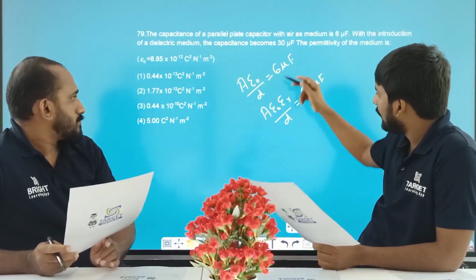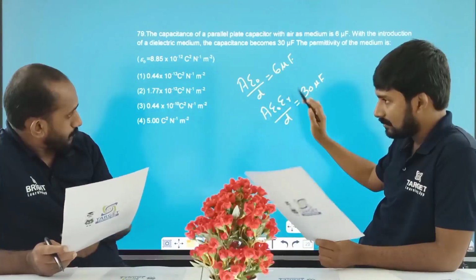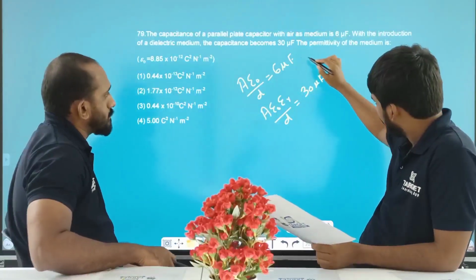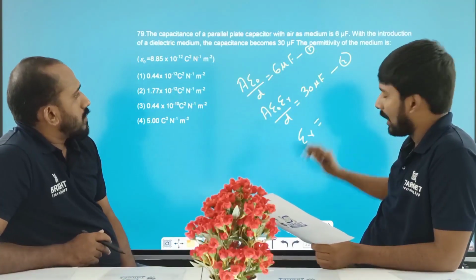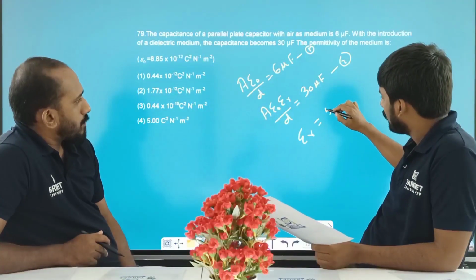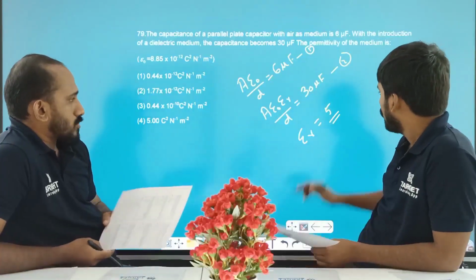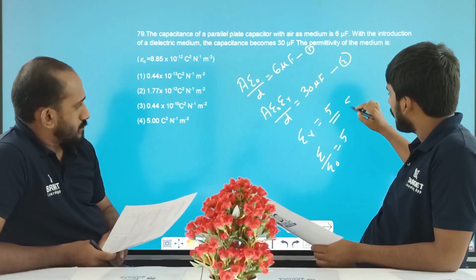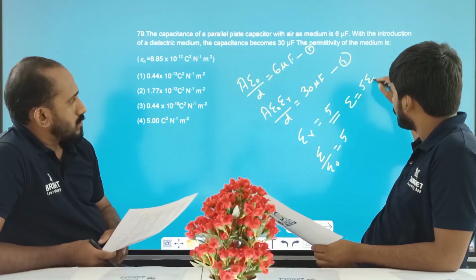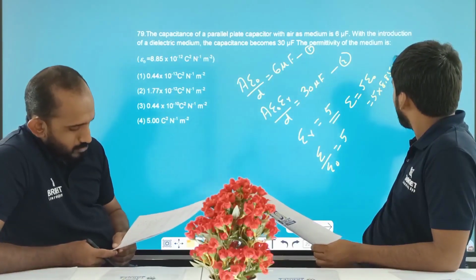So by dividing equation 2 by 1, we get epsilon R is 30 by 6, that is 5. A and d cancel, so 5 will be the constant. Epsilon by epsilon 0 is equal to 5. So epsilon is equal to 5 epsilon 0, that is 5 into 8.85 into 10 raised to minus 12.